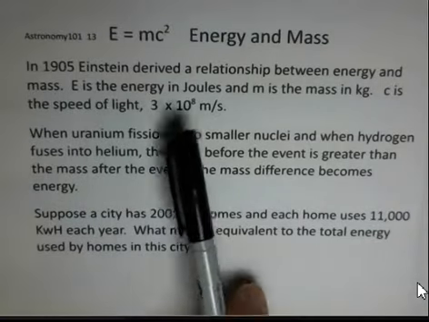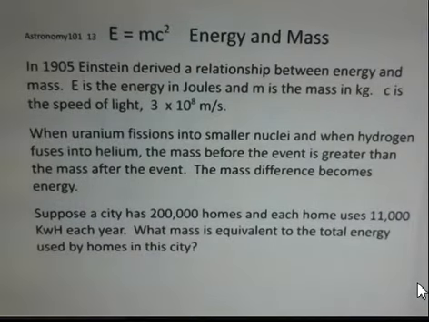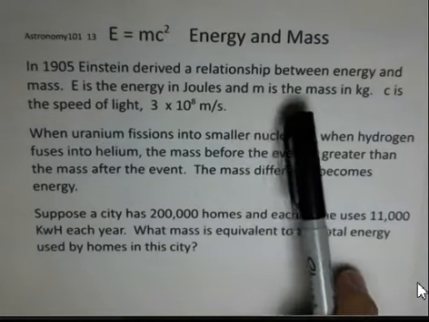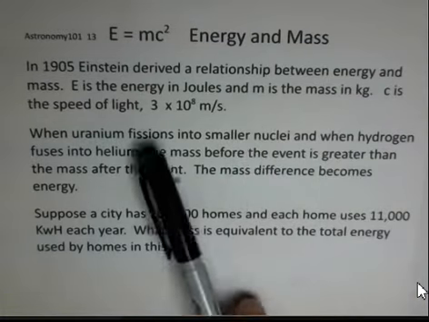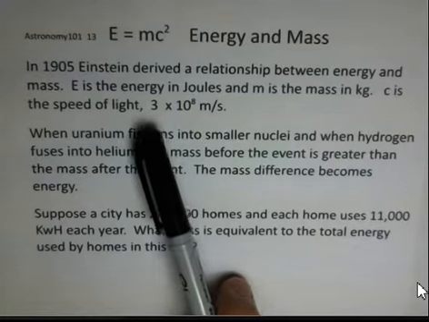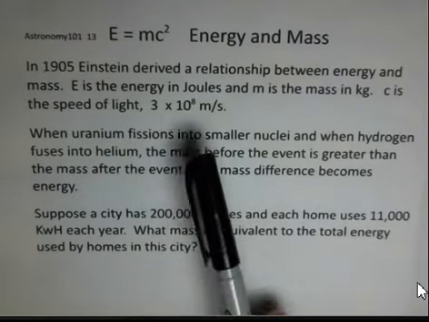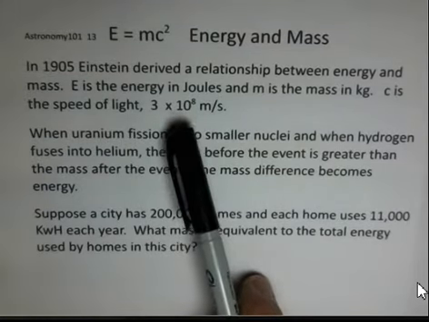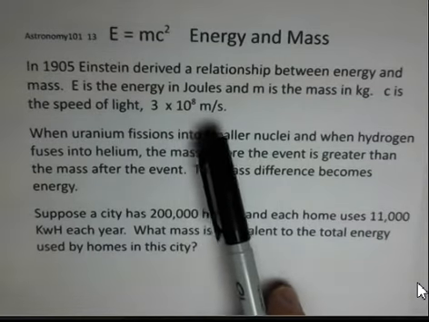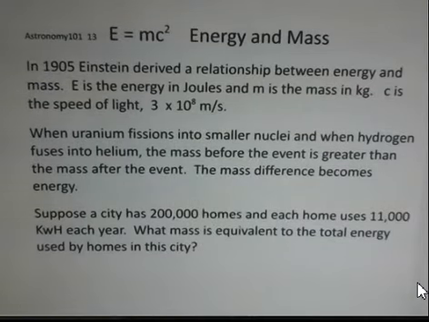E is the energy measured in joules in standard metric units. M is the mass in kilograms. And c is the speed of light. It has a value 3 times 10 to the 8th meters per second. This is 300 million meters per second, again in standard metric units.